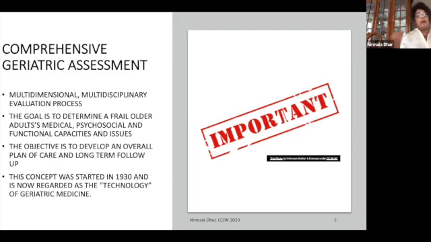Apparently this concept was started in 1930, so it's been around for almost a century, and is now regarded as the technology of geriatric medicine. Whether you're a geriatrician, a geriatric social worker, a geriatric psychologist, or a generalist, this is the technology of geriatric medicine, if you are working with an older adult. Next slide.